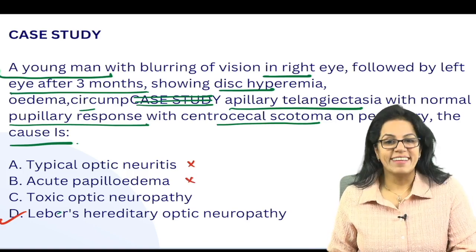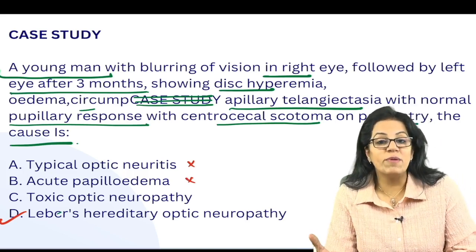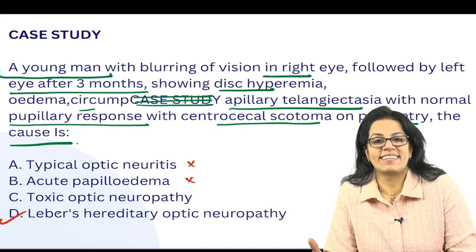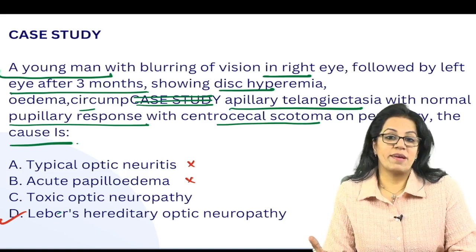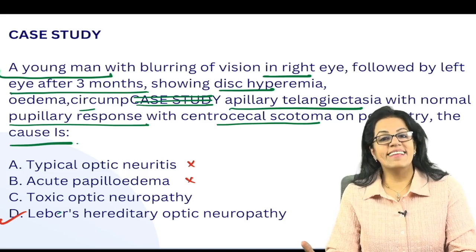So this is wrong. Toxic optic neuropathy, you should remember this is also called toxic amblyopia. Please revise what are the drugs which can cause optic neuritis. What is the first thing to remember? Tobacco, ethambutol, chloroquine, methyl alcohol.